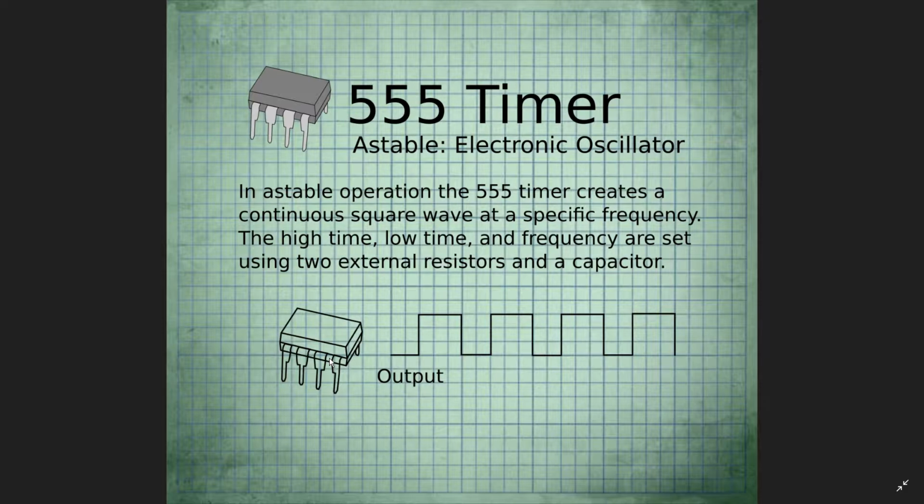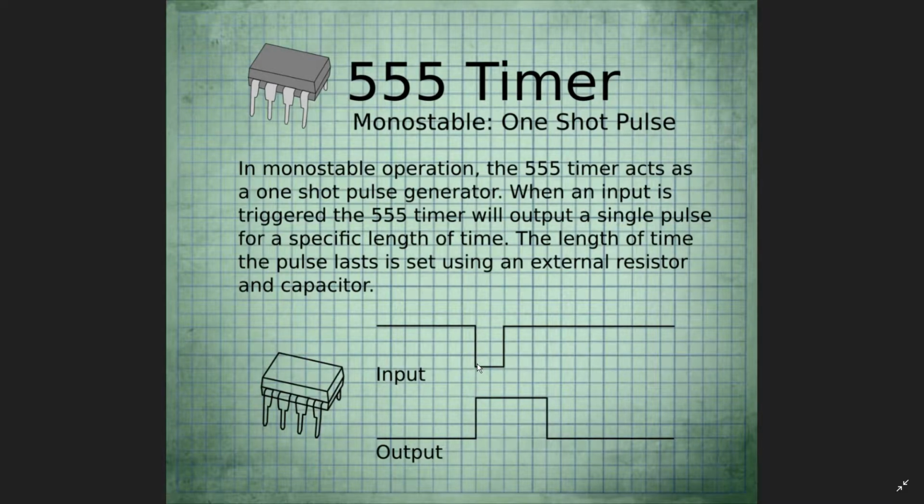The first one is astable, and in astable operation, the 555 timer creates a continuous square wave at a certain frequency, whatever frequency you set it to. And you can set the high time, the low time, and the frequency using 2 external resistors and a capacitor. So once you have your circuit connected to your 555 timer, the output will be a square wave, which is what we want, and you can set the pulse width, so the time that it's on and the time that it's off, and also the frequency. So that seems pretty handy for what we want to do.